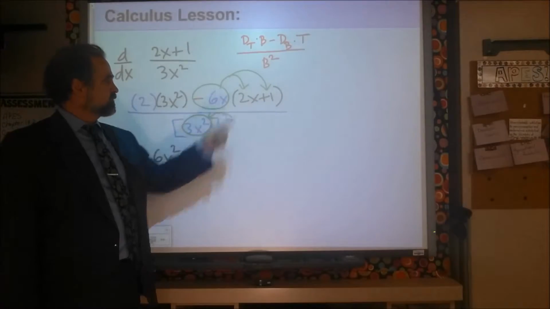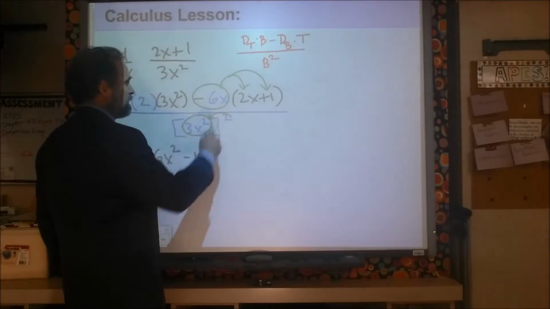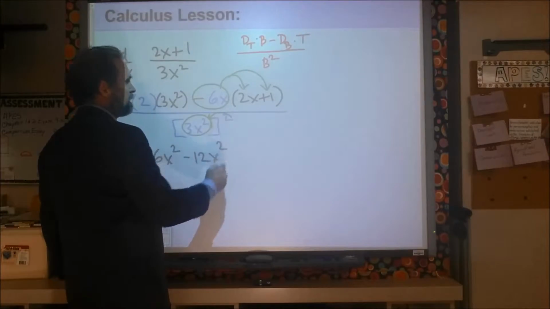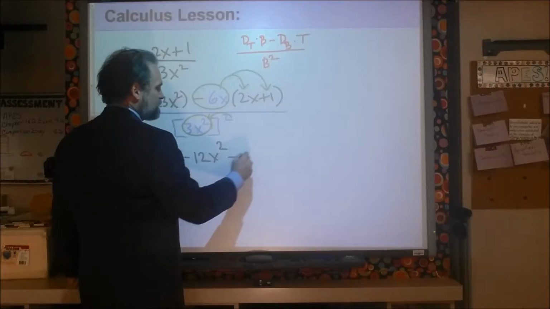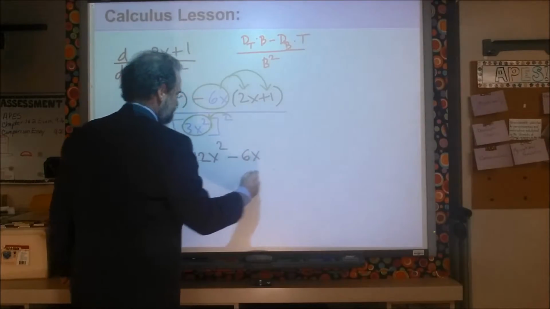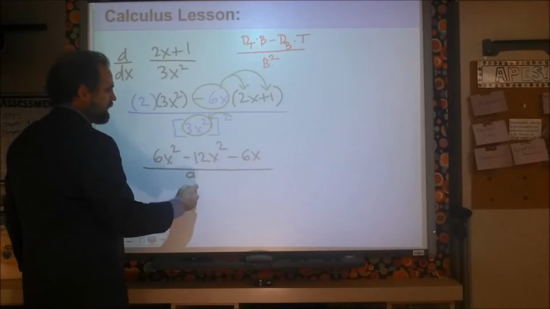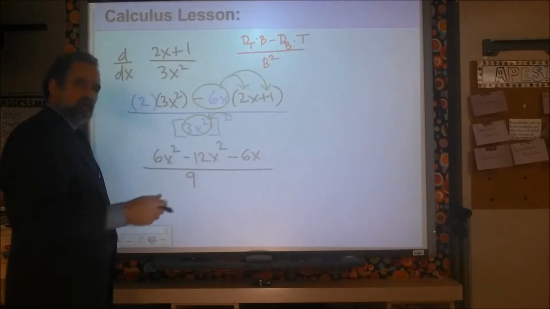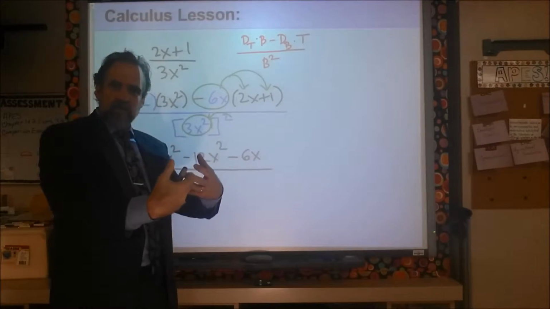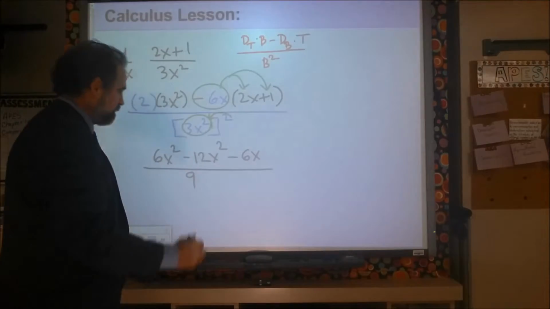Negative 6 times 2 is negative 12. X times x is x squared. Negative 6x times 1 is negative 6x. That's my distribution. 3 squared is 9. X squared squared is x squared times itself. X squared times x squared is x to the 4th.